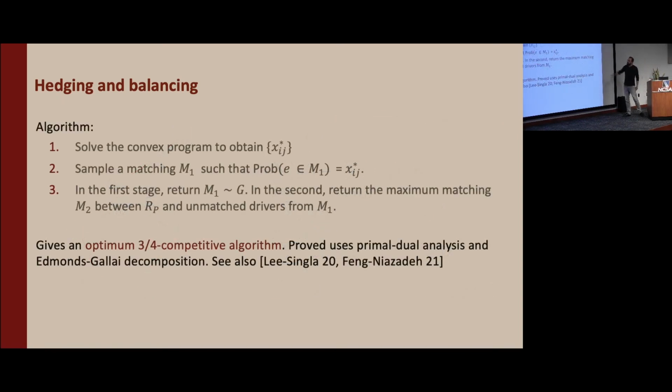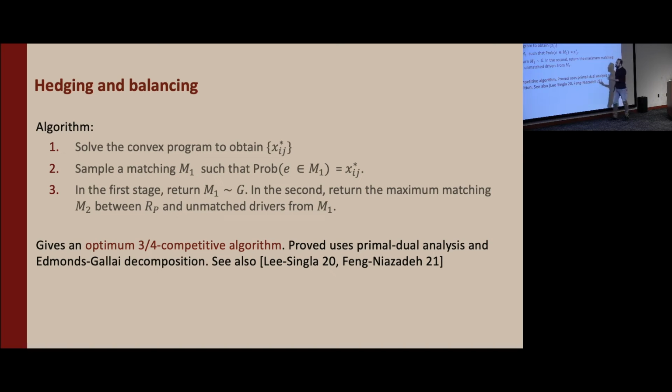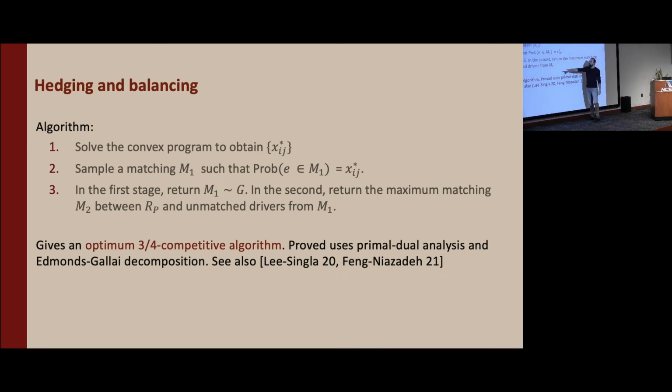So here's our algorithm: solve the convex program, get the x star ij's, a fractional solution, interpret that as a distribution over integral matchings, and sample a matching from that. That's your matching M1. In the next round, the next set of riders arrive, match those, and we can show that that would give you a 3/4 competitive algorithm. There are different ways of proving it. You can use a primal dual analysis or take advantage of Edmonds-Gallai's decomposition for bipartite graphs. So far, simple.